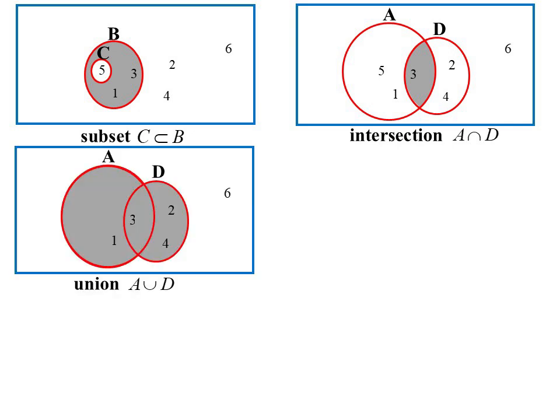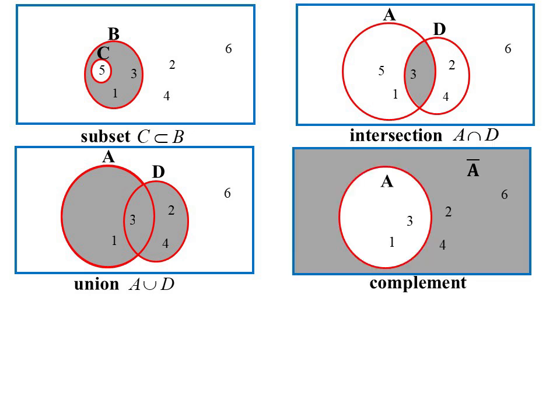Union were the sets joined together. So 1, 2, 3, 4 was the union of A and D. The complement of A, well, A was 3, 1. The complement is everything that's in the universal set, but not in the set A. That's how a Venn diagram would look for that one.